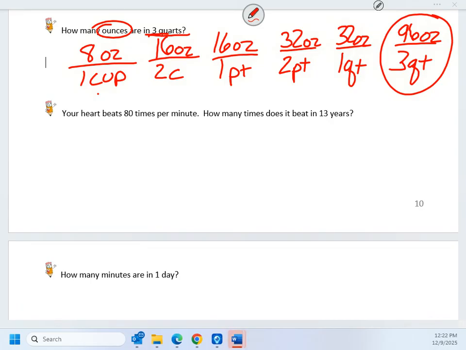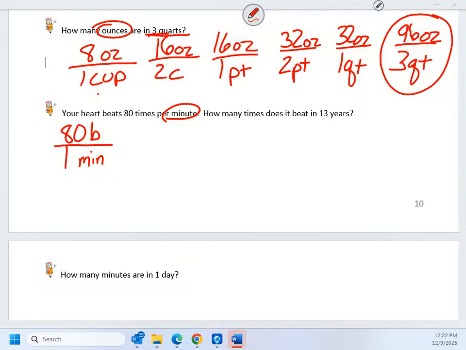Your heart beats 80 times per minute. How many times does it beat in 13 years? Woo! If it's 80 times in 1 minute, and we get, oh my goodness, this is going to be a big number. 80 times per minute. So what do you think I need to put as my very starting point? My first one I'm going to put, Henry. 80 times per minute. 80 beats in 1 minute.